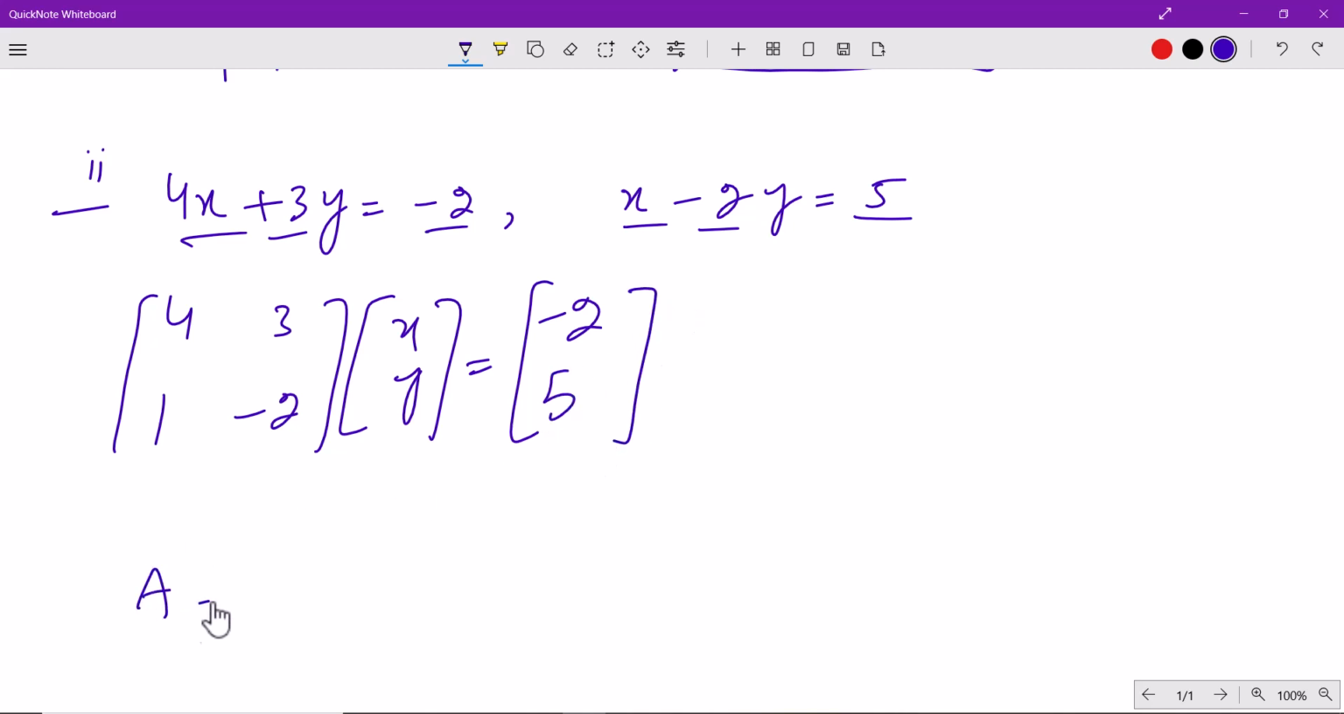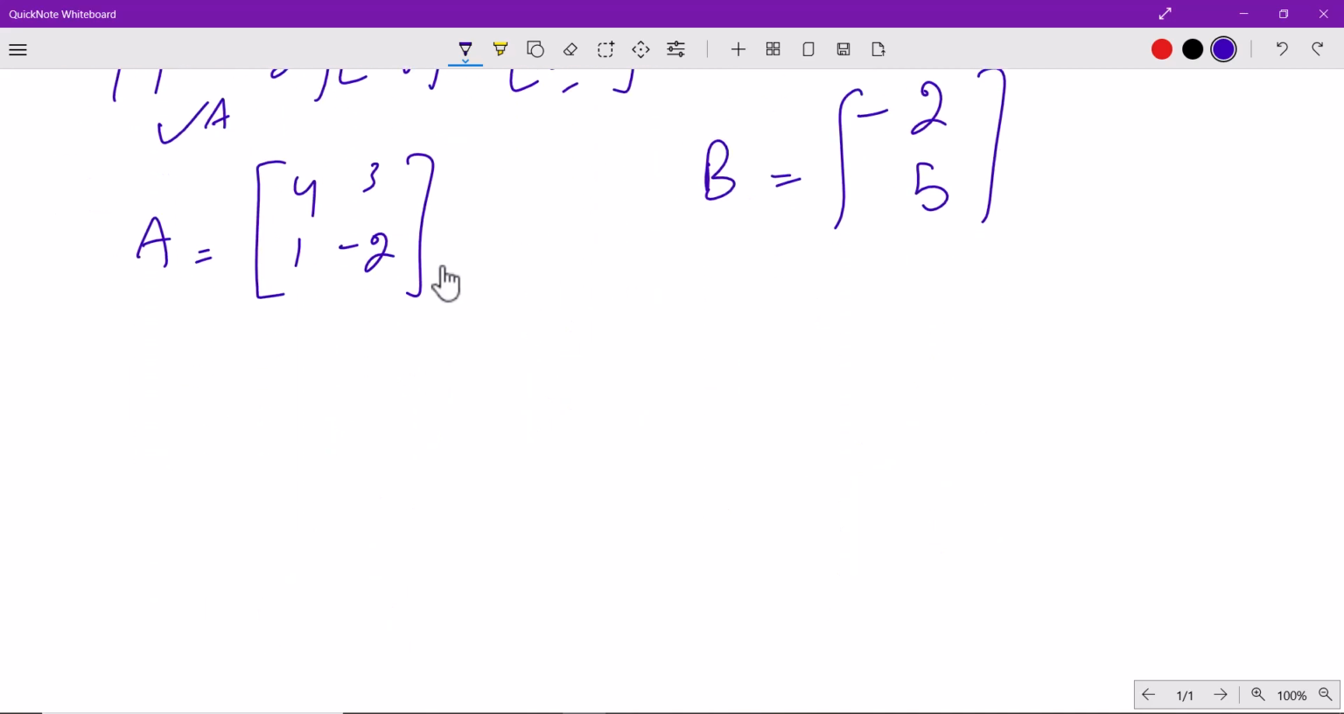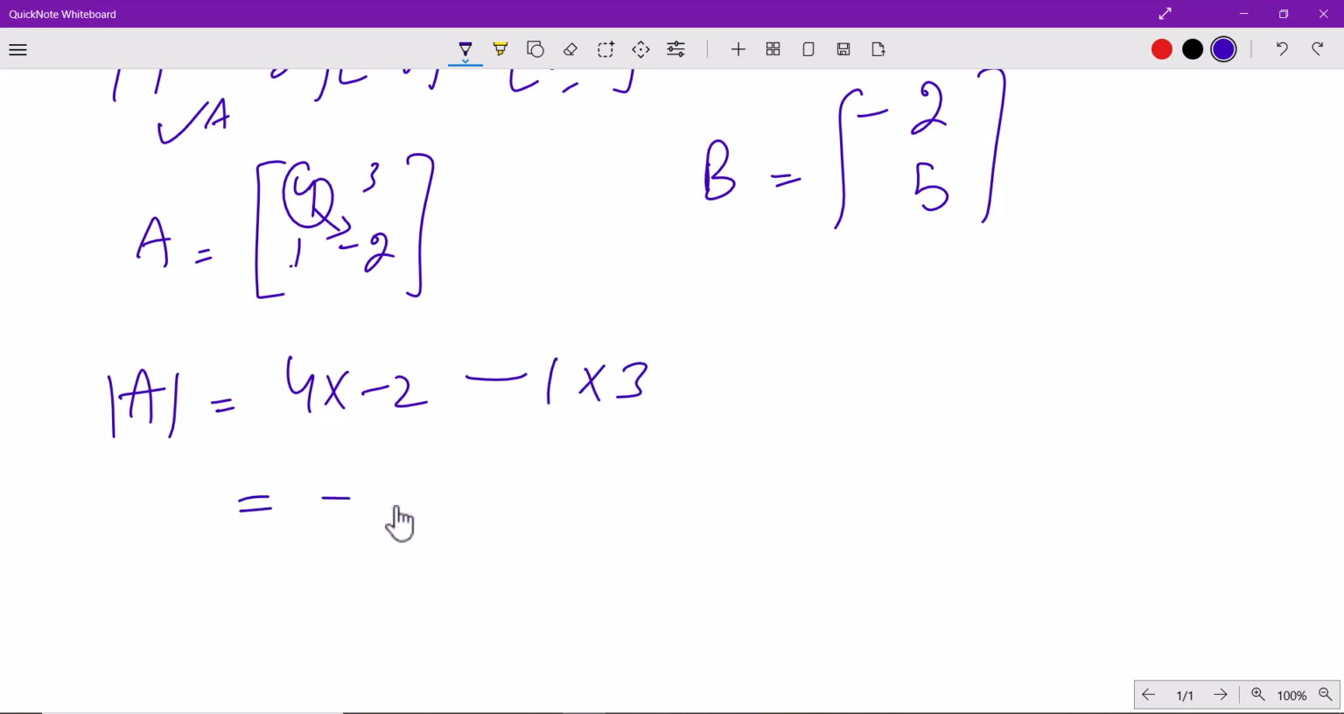So the matrix A is 4, 1, 3, minus 2, and the matrix B is minus 2 and 5. Now find the determinant of A, which is equal to 4 multiply minus 2 minus 1 multiply 3, which is equal to minus 8 minus 3, which is equal to minus 11. Determinant of A is equal to minus 11.